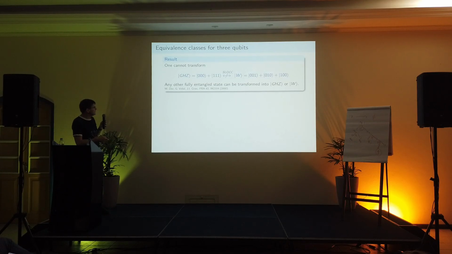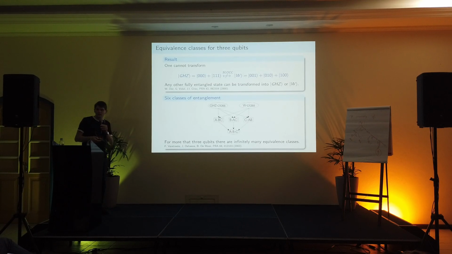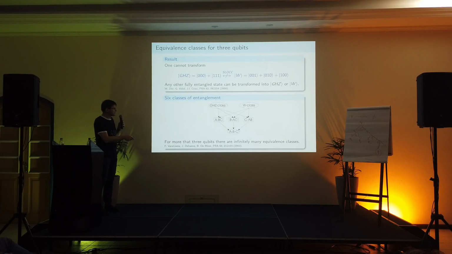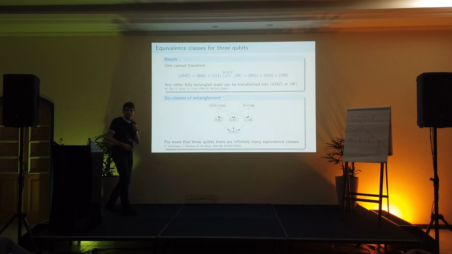In general, you can have six equivalence classes of entanglement for three qubits. Namely, you have this GHZ class and the W class, but you also have these lower entanglement classes, for instance fully separable states. And you sometimes have these biseparable states, A versus BC, B versus AC, and C versus AB. You can essentially go from the GHZ class to any of these classes, and then further down to the fully separable class, but you can never go back; these are not equivalent.